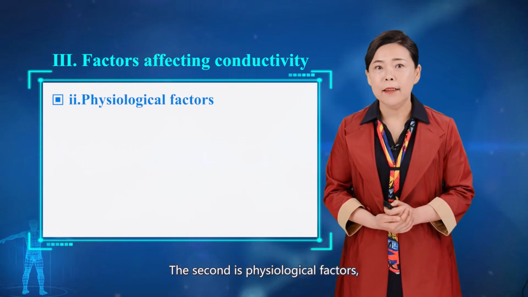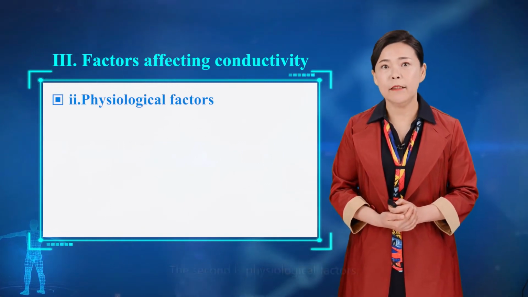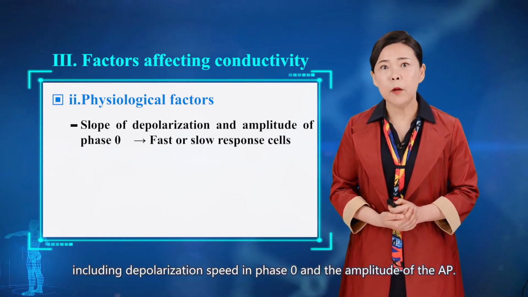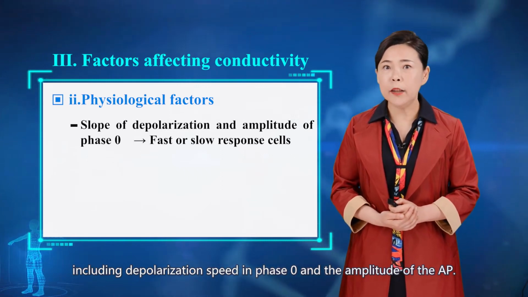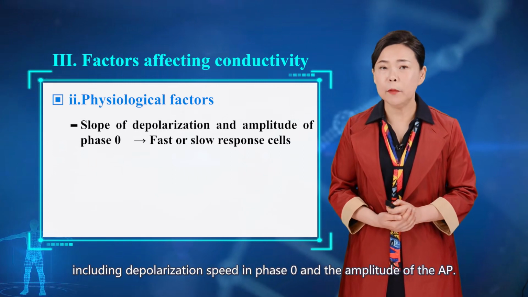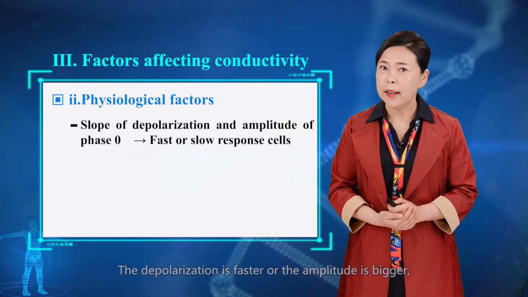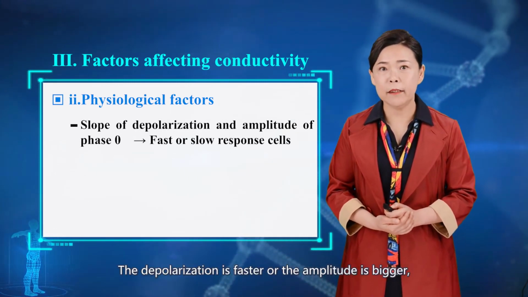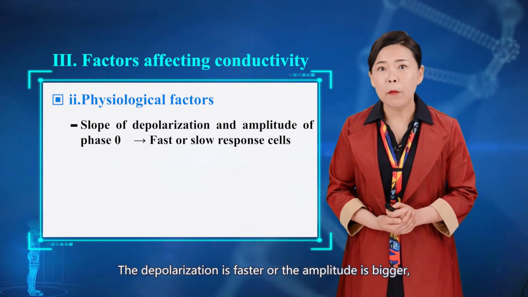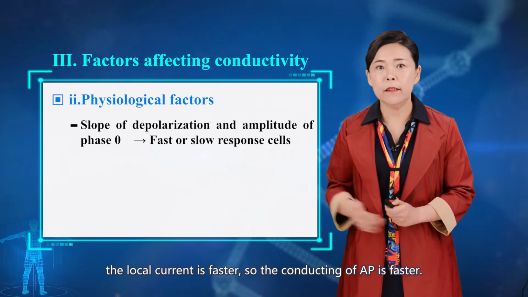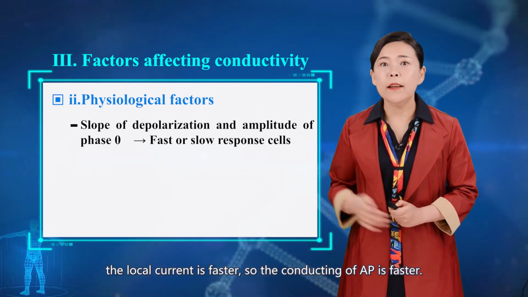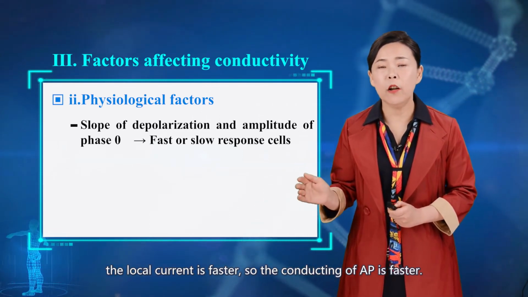The second is physiological factors, including depolarization speed in phase 0 and the amplitude of the action potential. Depolarization is faster, or the amplitude is bigger, the local current is faster. So the conducting of action potential is faster.